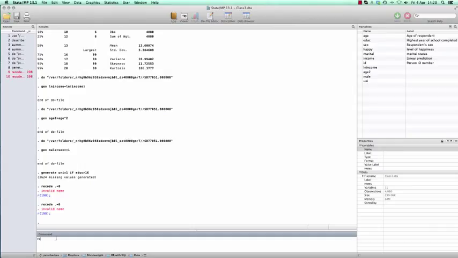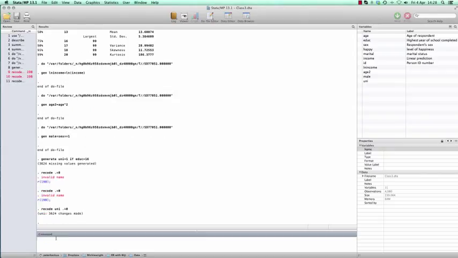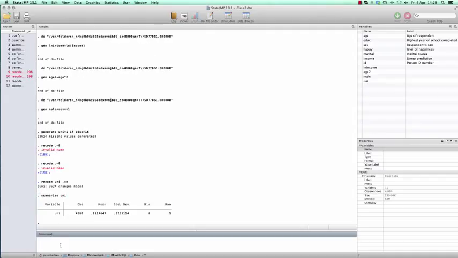Sorry, this is a mistake in my code. Recode, we have to tell Stata what we want to recode. So recode uni dot equals 0. See, everybody makes mistakes. Now we have a dummy, so you can do summarize uni, and you see we have all our observations.